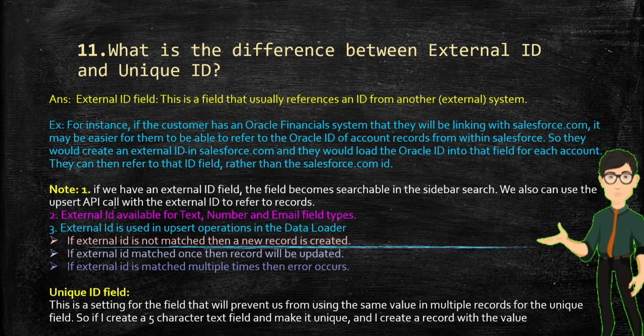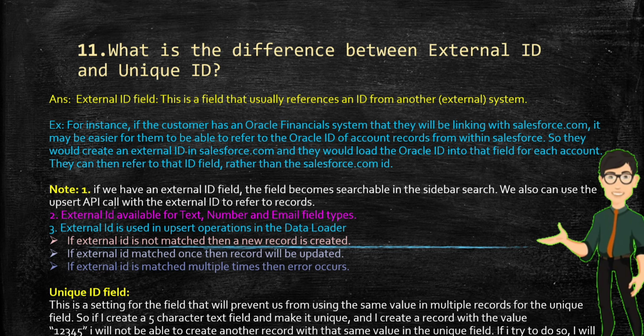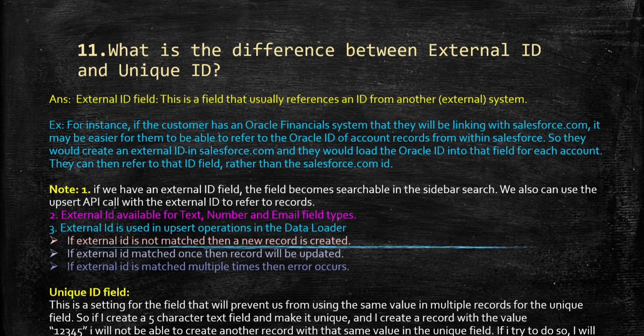then it will throw an error that it is already present in our database. Let's take an example, this is 1 2 3 4 5. It will not be able to create another record with the same value in the unique field. So if I try to do so, it will give an error saying that the value is already in use.